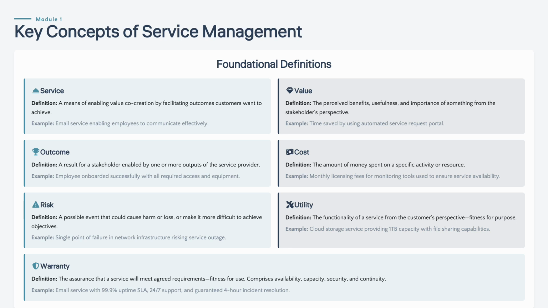Imagine you are managing IT services for a manufacturing company. They have a production plant and machines are connected to the network. If the network goes down, production stops, which means business loss. Now, what is the service here? The service is network and connectivity service for plant operations.